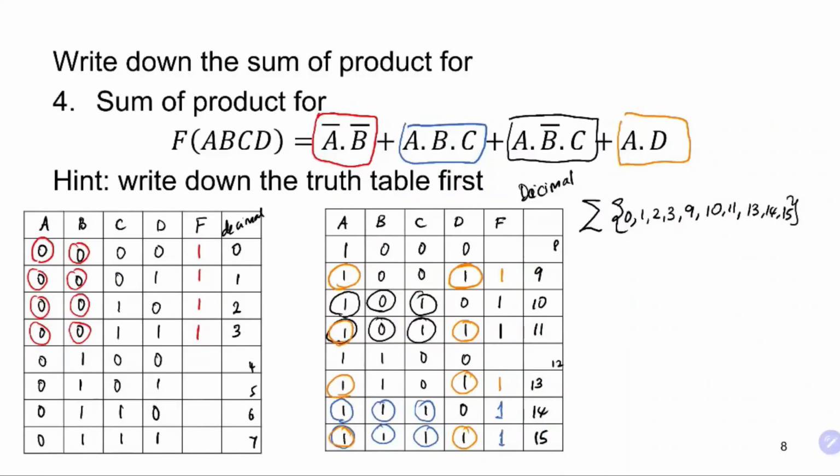Do you know how to go from functions to truth table now? Everyone know that? Up to 4 variables, you can do that, yeah. And then how do you convert from the truth table to a sum of products in canonical form?